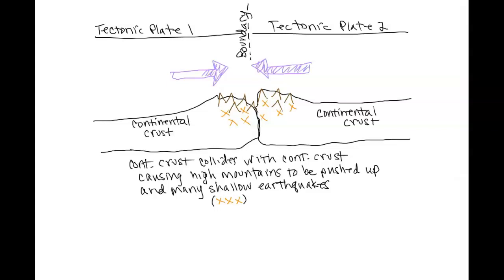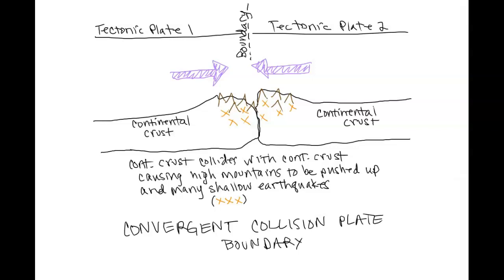And this is also a convergent boundary because the plates are converging, are coming together, but we call it a collision boundary. So convergent collision plate boundary. So this one is pretty straightforward. We're just understanding why we get the many high mountains and the many shallow earthquakes.